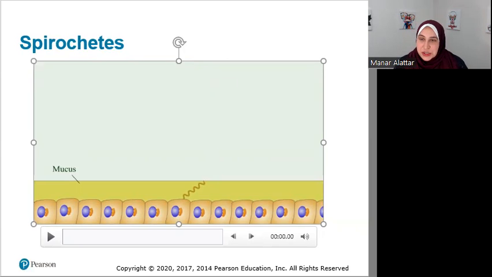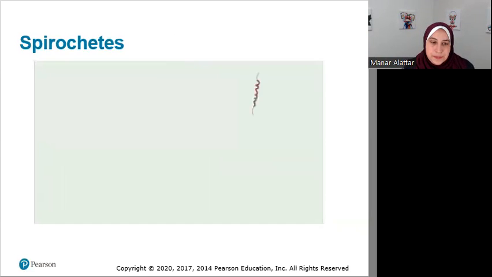So some really interesting anatomical features of flagella, and also how those flagella allow those organisms to function. And specifically with spirochetes, we're going to talk more about spirochetes and some of the illnesses and diseases that they cause. But that corkscrew motion is very unique and interesting.